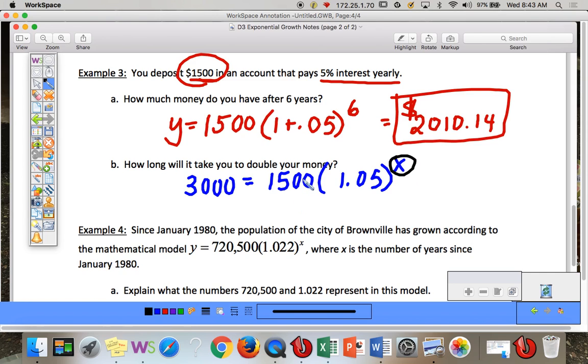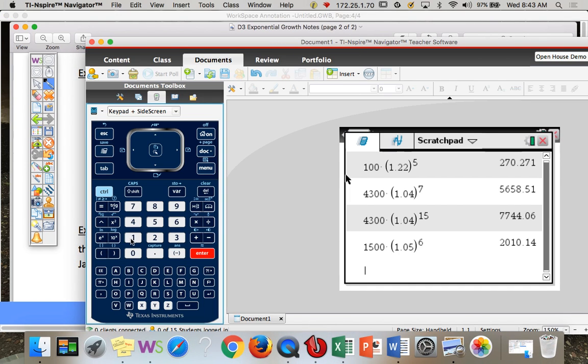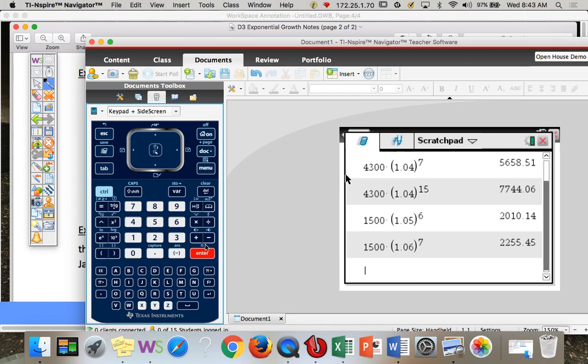So this is guess and check right here. We know 6 years is 2,000, so it should be close to 6 years. So let's just guess. I'm going to try 7 years. I'm going to type it in, see how close I get to 3,000. So 1,500 times 1.06. Let's try 7 years, and we can adjust. So this is guess and check.